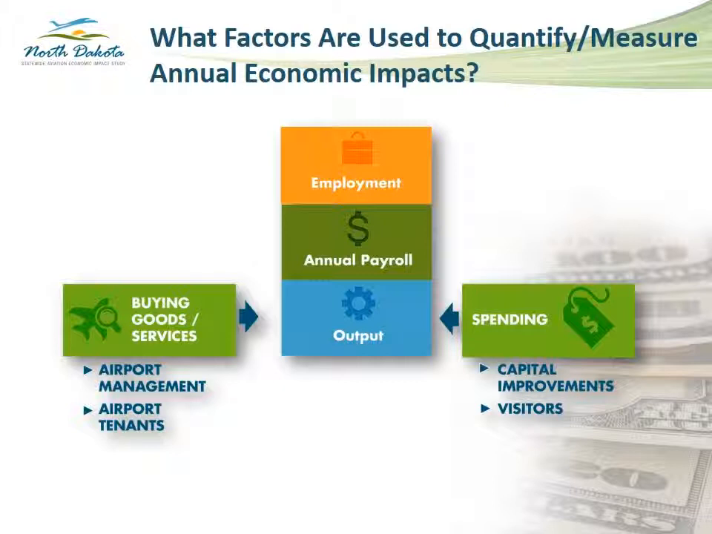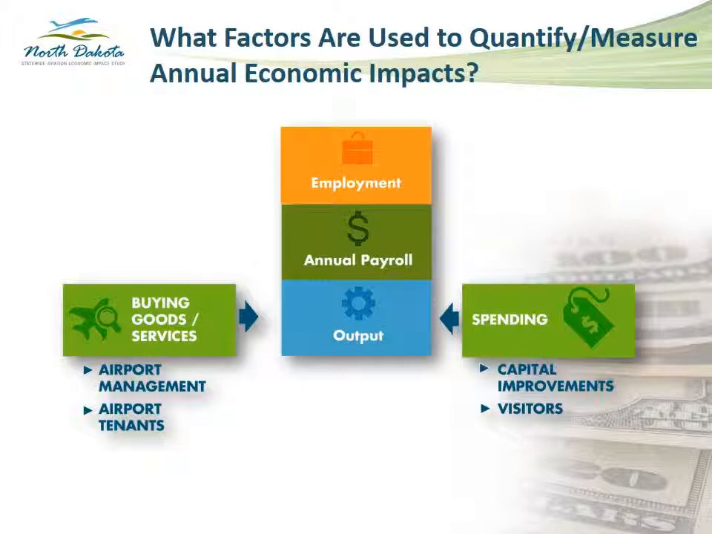While jobs and payroll are easy to understand, output is less transparent. It is quite possible that when you discuss your airport's economic impact, you will be asked to explain output. To make output more transparent and easy to understand, output can be explained as follows. For airport management and airport tenants, output is equal to the amount spent each year to purchase goods and services to run the airport or run the business.